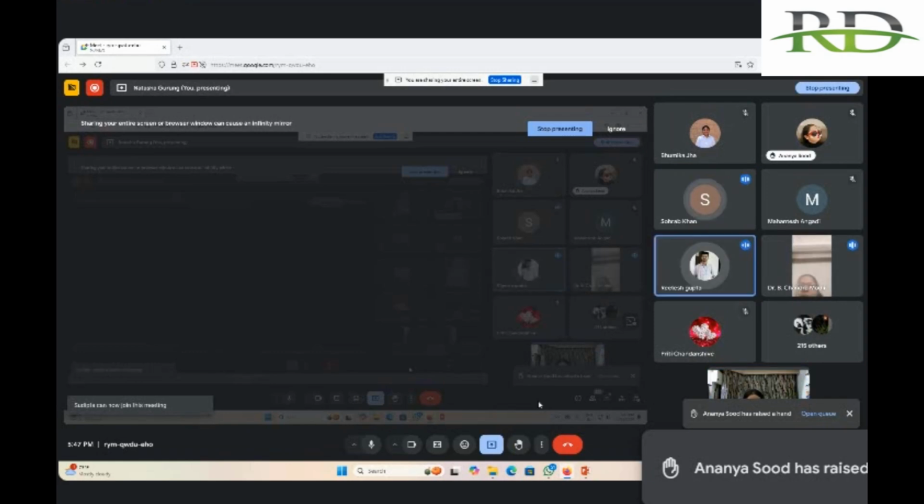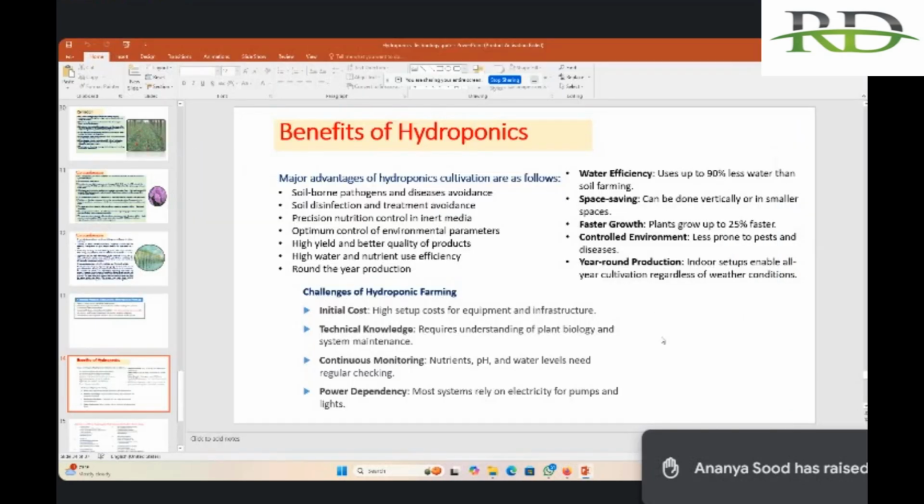No chances of weeds. Water use can be reduced. Chances of soil-borne diseases will be less. High intensity plantation, weed free. Yeah, very good, very good. So everything, environmentally friendly.